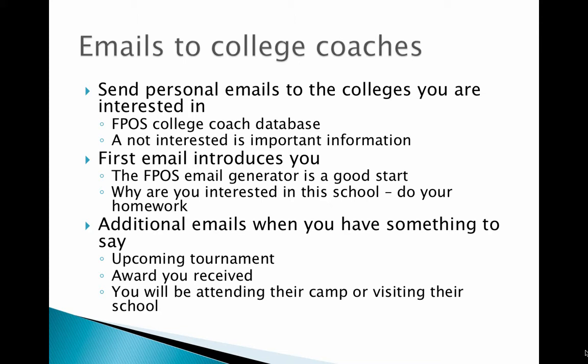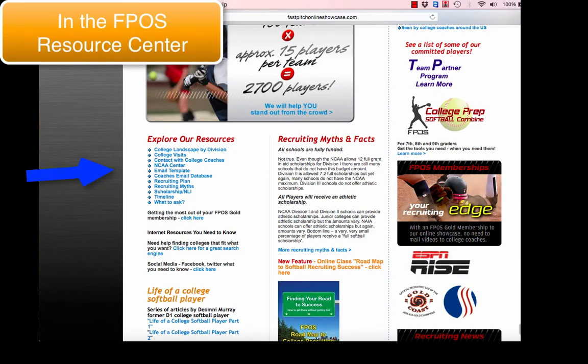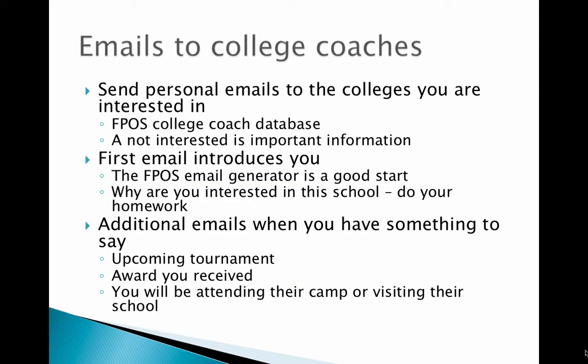Your first email is important to a college coach. Use the FPOS email generator as a good start in that first email. Make sure that email gives some real specifics as to why you're interested in that school. The more detail that you can put in that email tells the college coach that you've really researched the school and you're not just picking from a list. Say why you're interested in the school, that you've maybe seen some games, they have your major, just something specific to that college, because it does matter. Players like feeling special in the recruiting process, and so do college coaches.